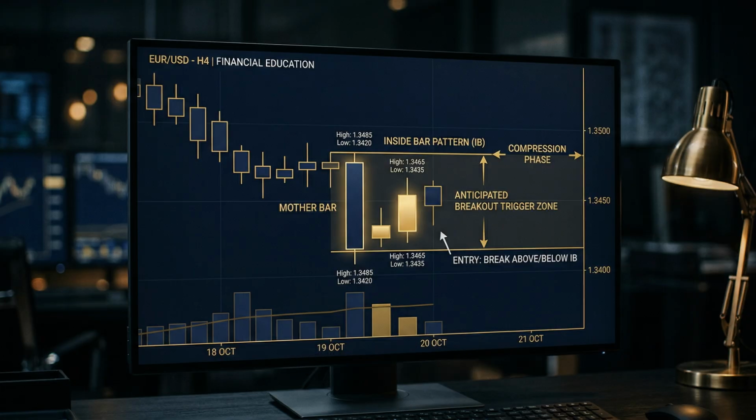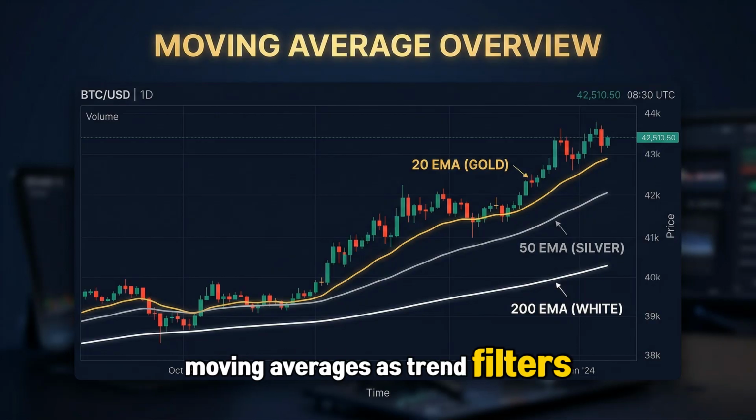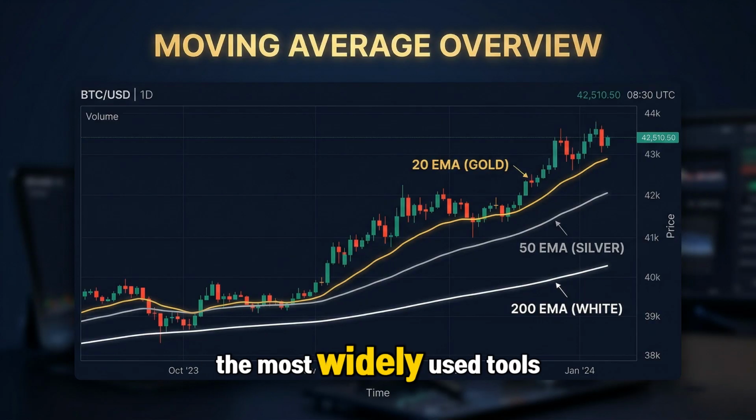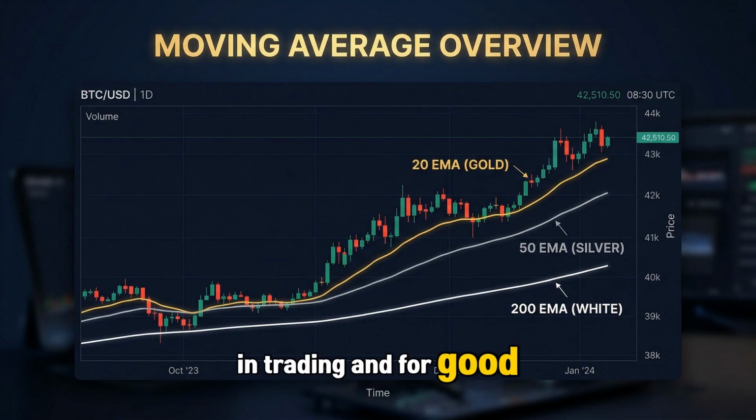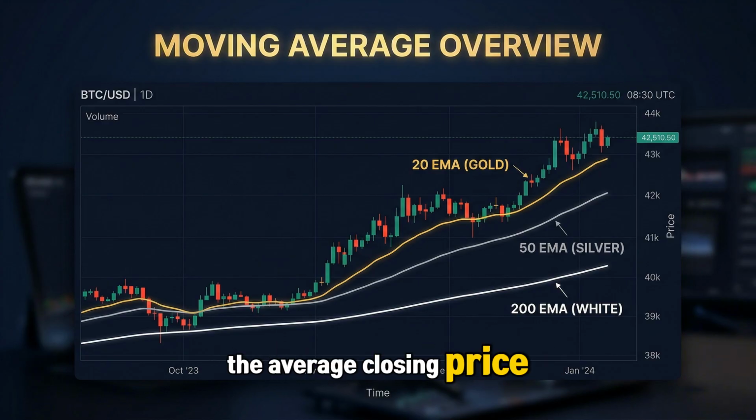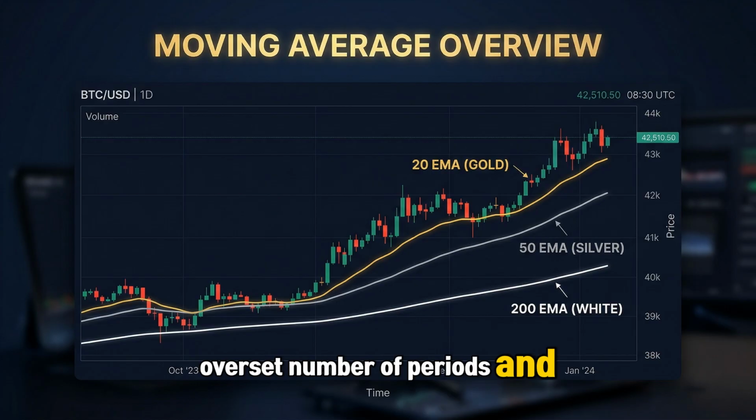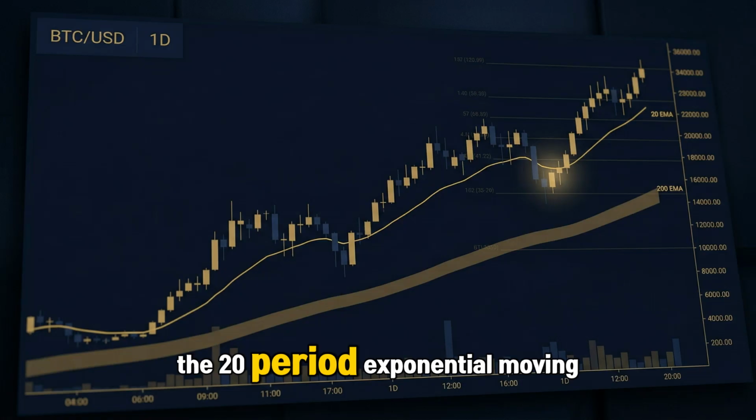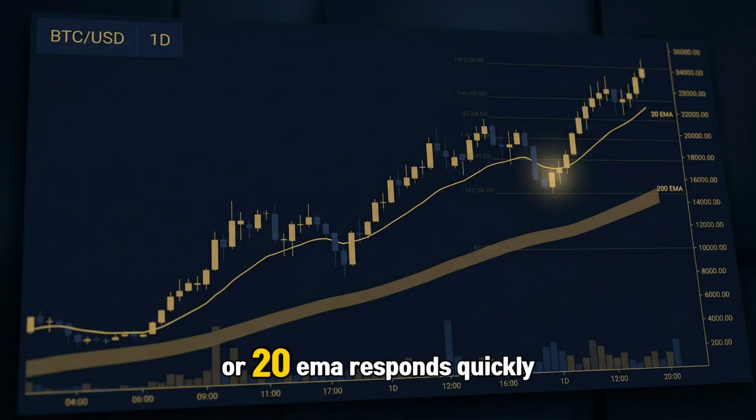Context is everything. Moving averages as trend filters. Moving averages are one of the most widely used tools in trading, and for good reason. They help you cut through the noise and see the underlying trend. A moving average simply takes the average closing price over a set number of periods and plots it as a line. The 20-period exponential moving average, or 20 EMA, responds quickly to recent price changes.